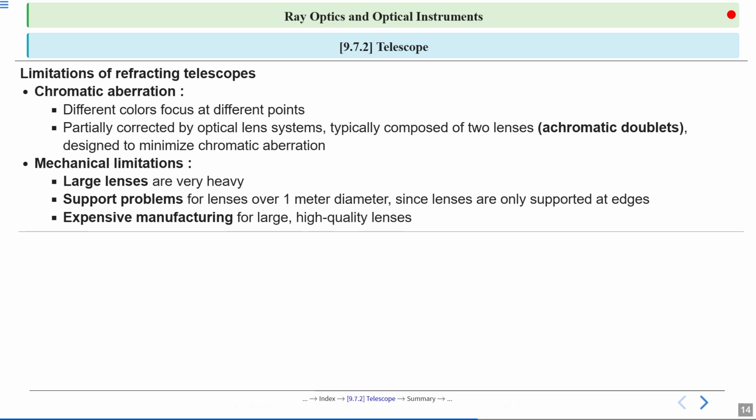So in conclusion, refracting telescopes have significant limitations that affect their performance and practicality. Understanding these challenges helps us appreciate the advancements in telescope designs and the shift towards alternative solutions.